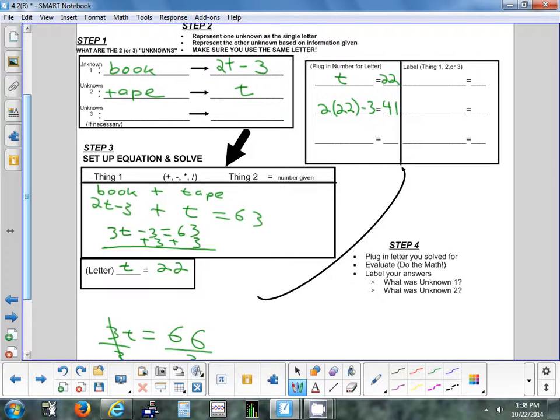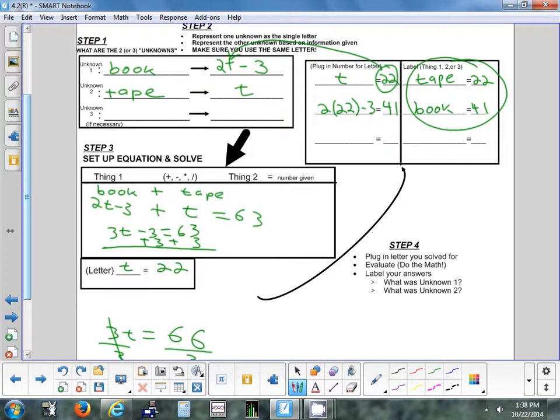Let's just make sure we label what our final answer is. How much was the price of the tape? 22. Yep. Tape was $22. How much was the price of the book? 41. How'd we get this one? So we know the price of the tape is 22, right? We took this price and we filled it in for t. So we did 2 times 22 minus 3. Okay, and that's it. That's the idea of what we're doing today. So we'll try some more of those.